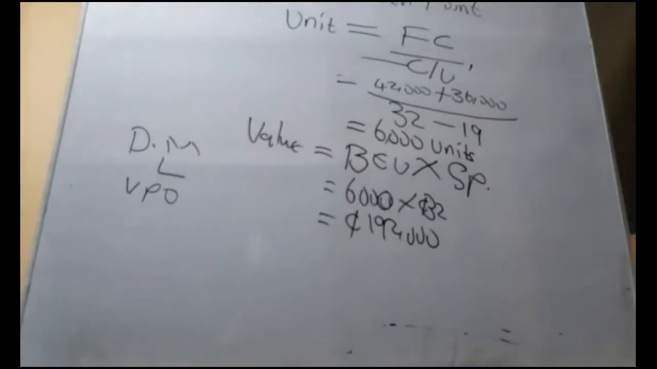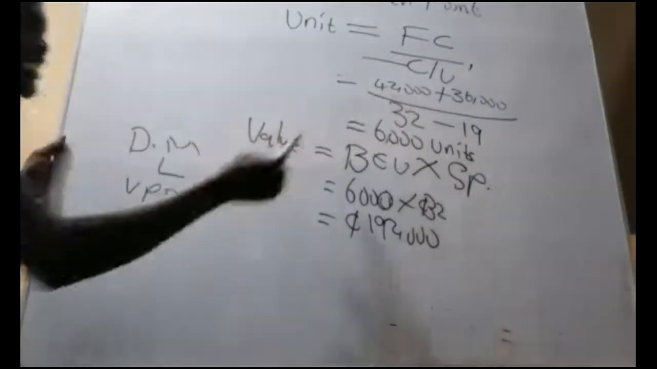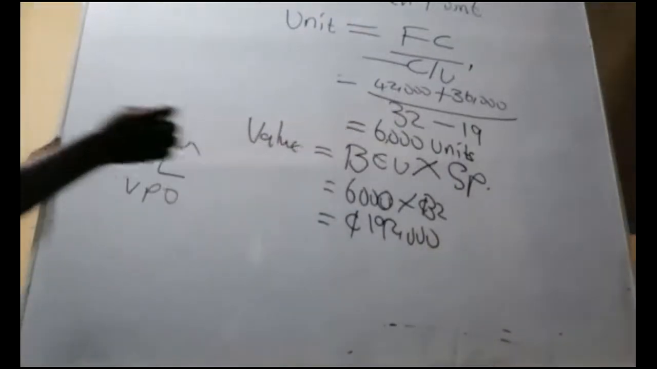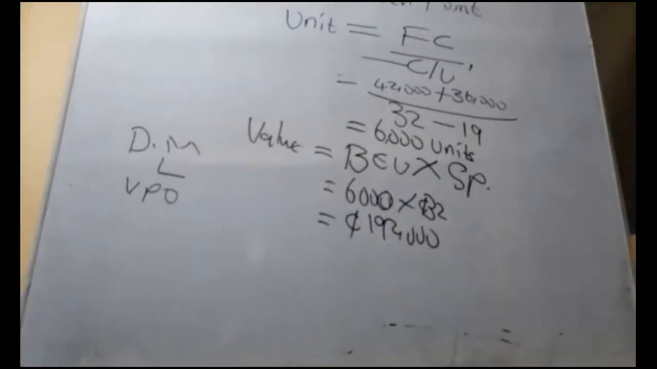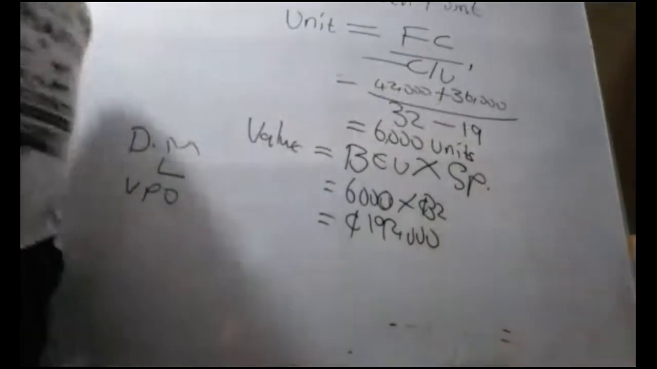The unit is 462. Please, the 462, good. Let me try to get a 462. It means that 42,000 plus 36 divided by 32 less 19. Will it be 462? That's 462 units. Okay. Let's do the calculation again, provided that how we drive these figures, they are okay.